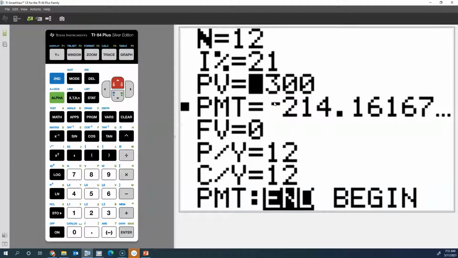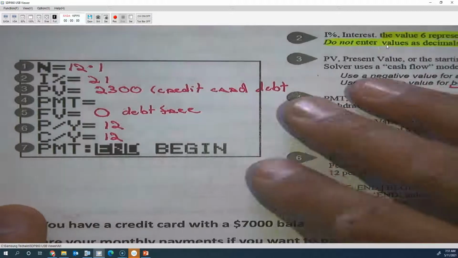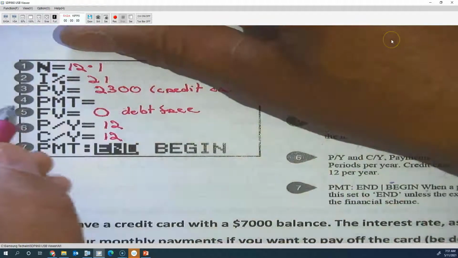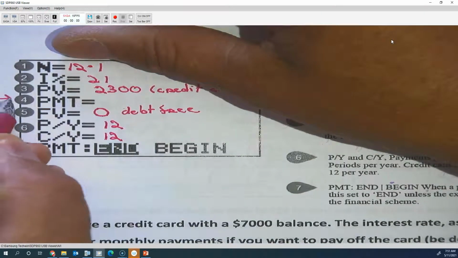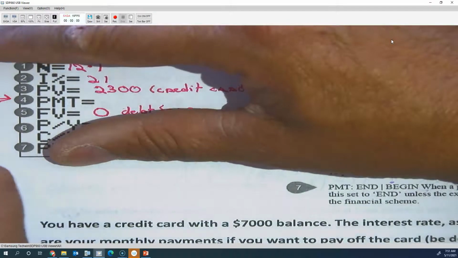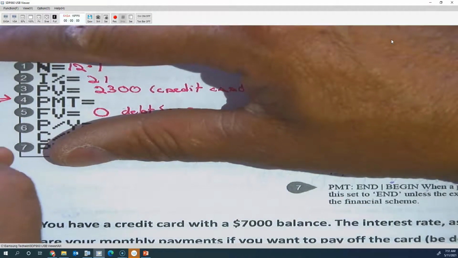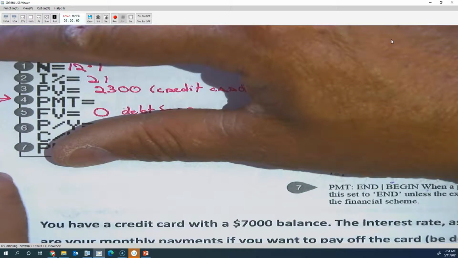So on here, in order to get to whatever you are trying to calculate, you hit alpha, enter. So here I did the alpha key, and then the enter key.